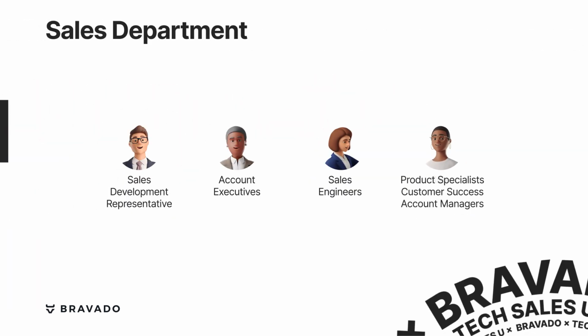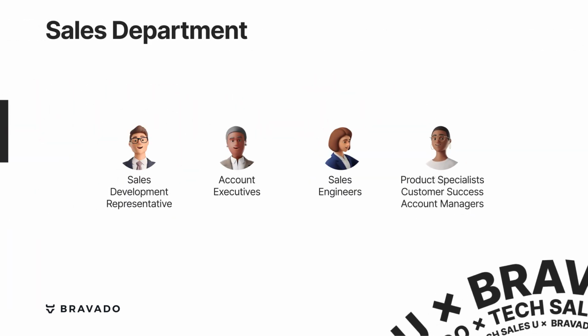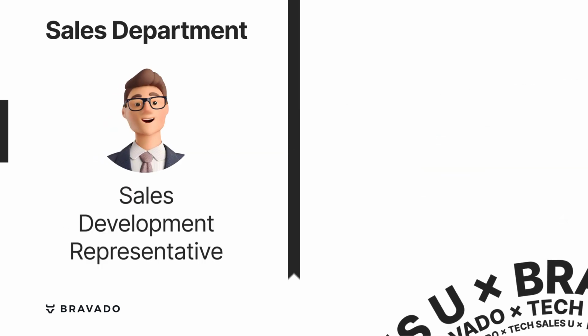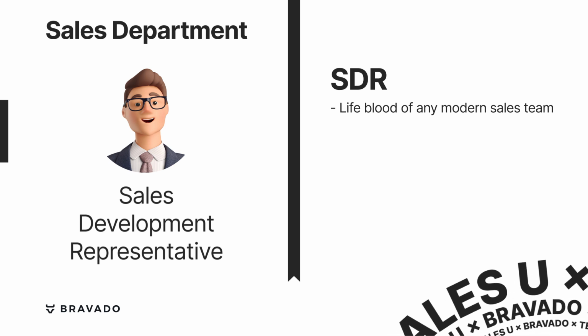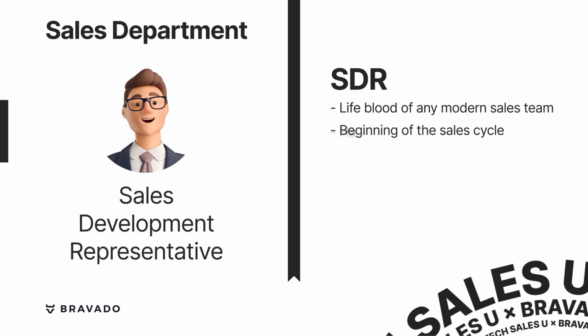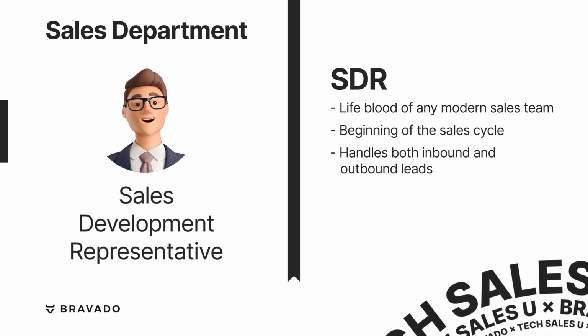Let's dive deeper into the different types of positions you might run into on a modern software sales team. The sales development rep. SDRs are the lifeblood of any modern sales team. They are at the beginning of the sales cycle. This role handles both inbound and outbound leads or potential customers. Their main responsibility is to filter through a large volume of potential customers, larger than the sales reps themselves could handle. Once they identify a potential fit, the lead is then passed off to an account executive team to handle the rest of the sales process. We'll be focusing this program on this role in detail.